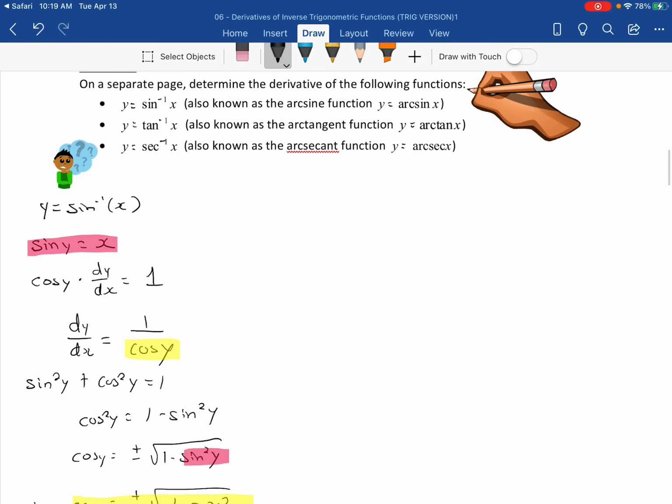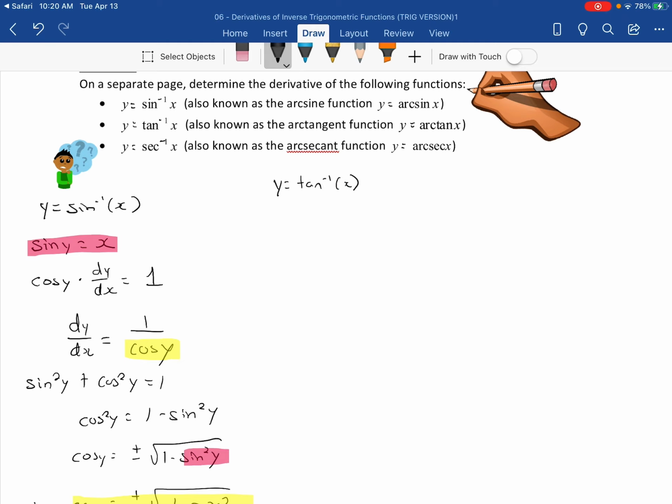And this isn't a trick just for finding inverse trig derivatives. There's lots of times in trig where the moves I'm doing here are very helpful in simplifying trigonometric expressions. Okay, so going after tan: y equals tan inverse of x.